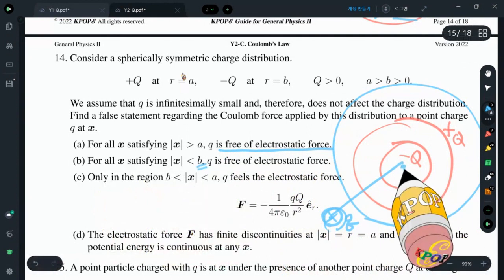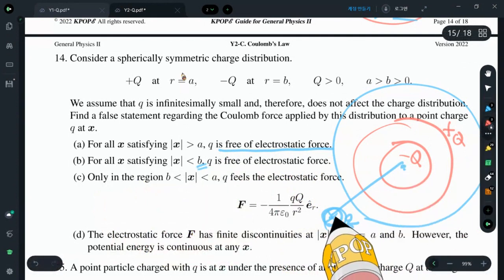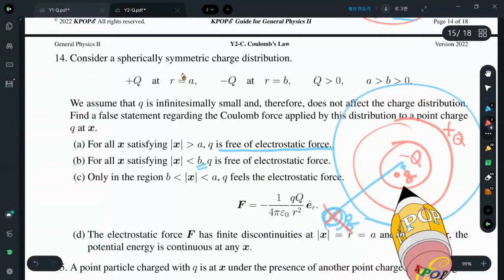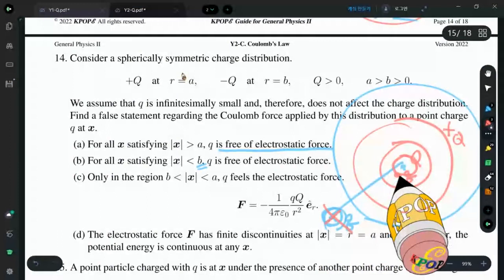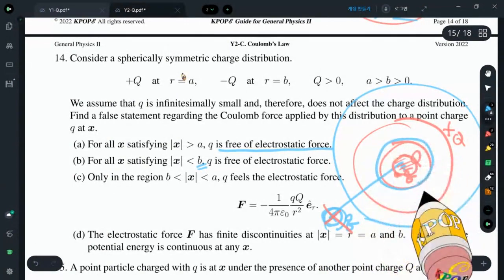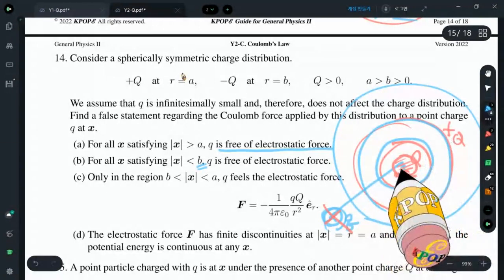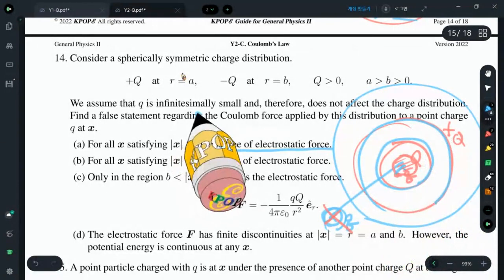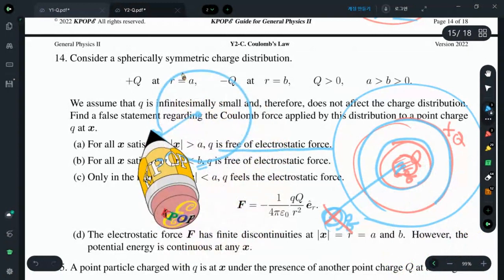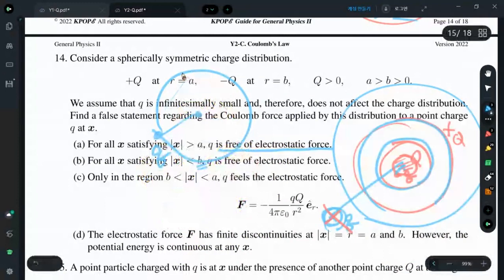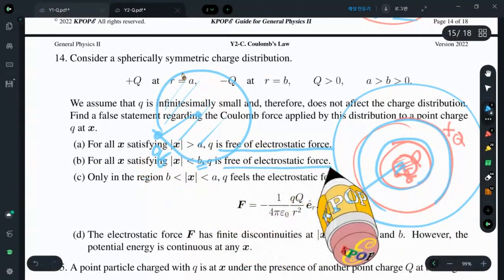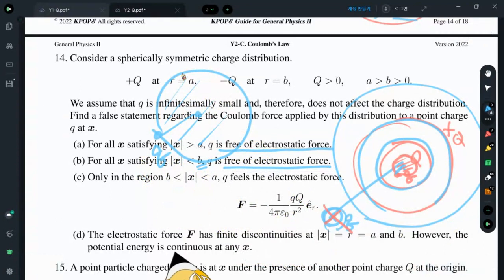For x less than B, here, you replace this Q inside this. In this region, there is no charge. What we have is a charge in here and here. So the center and charge q, you draw a sphere, and inside this sphere, there is no charge. Therefore, there is no electrostatic force.